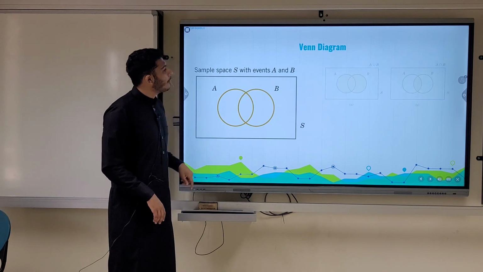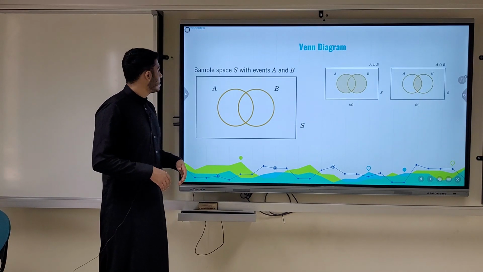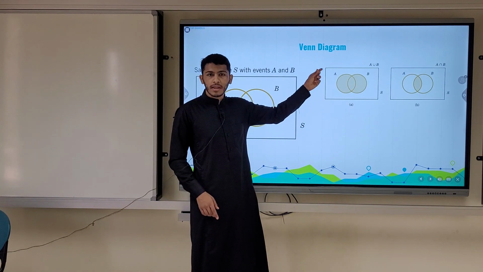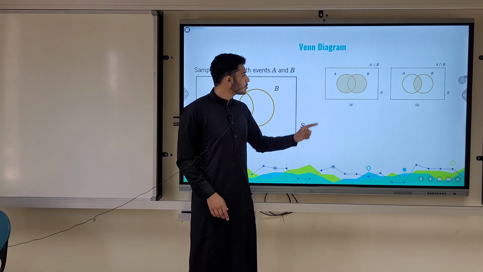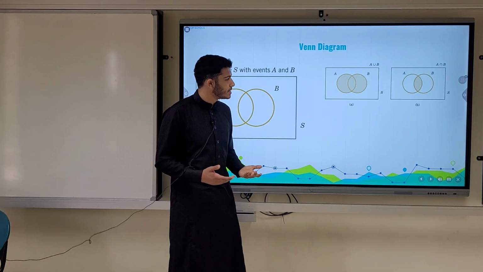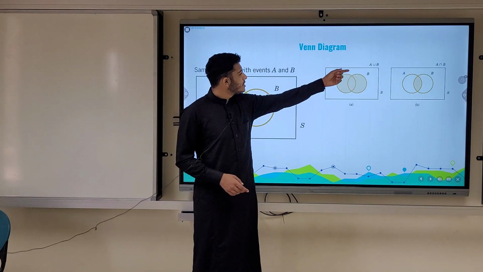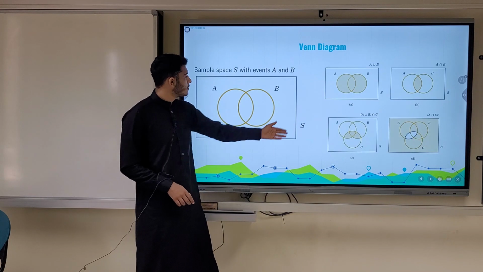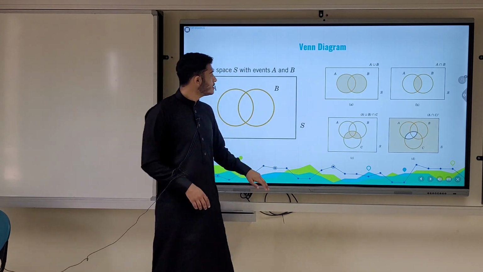We can see operations done on the Venn diagram. As we can see here, the union between event A and B looks something like this, where the shaded area is the subset that we are taking from the sample space. And the intersection between them is this small area here. And we can have more complicated ones, one that looks like this and the other that looks like this.